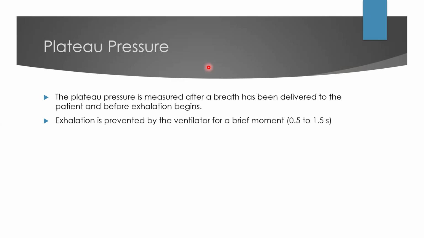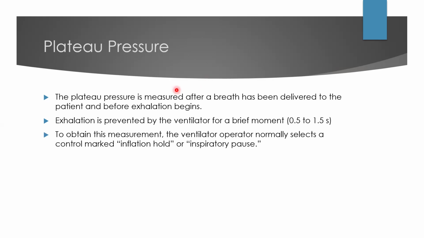At the end of inspiration, the peak pressure will be displayed by the ventilator. That peak inspiratory pressure is the maximum pressure applied to the upper airway. But not all this pressure will be transmitted to the alveoli. The pressure that is transmitted to the alveoli, the pressure existing inside the alveoli, is the plateau pressure. To measure this plateau pressure, we have a maneuver known as inspiratory hold or inspiratory pause, which we will be showing during the workshop.